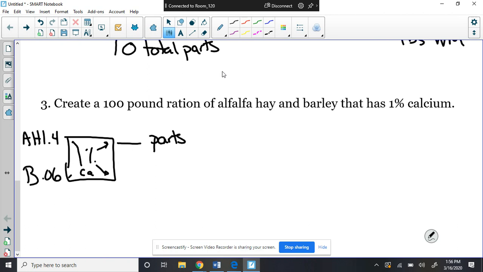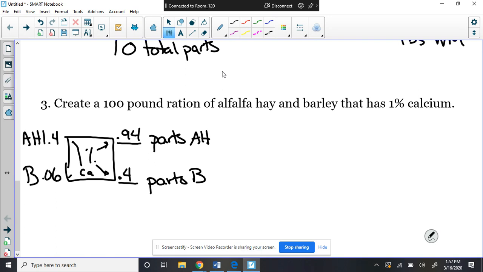So on the top, I've got parts alfalfa hay. On the bottom, I have parts barley. I'm going to go through, and now I'm going to subtract. So 1.4 minus 1, as I move my math diagonally, is going to give me 0.4 parts for barley. 0.06 minus 1, or again, you can do that in reverse and not worry about the negative. 1 minus 0.06 is going to give me 0.94, that I tried to use earlier.